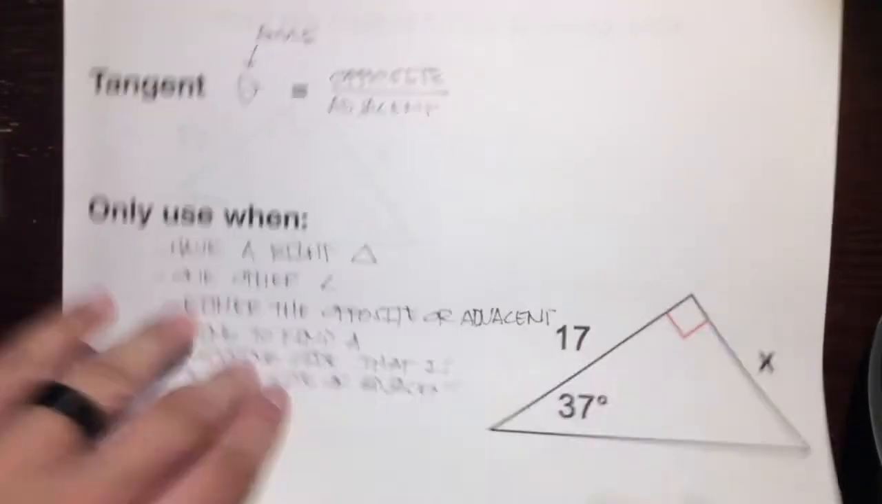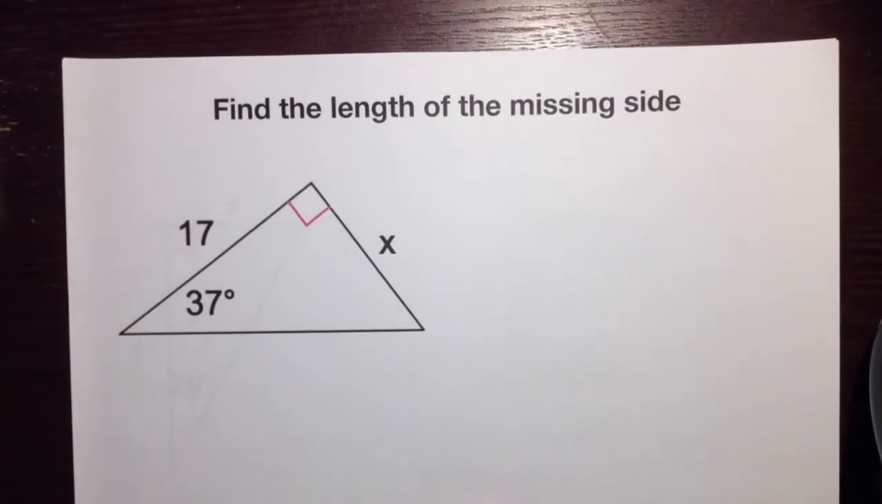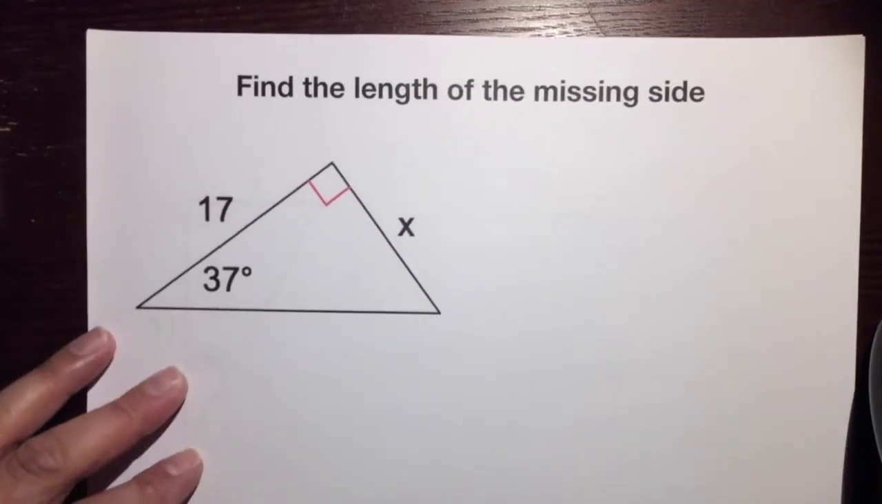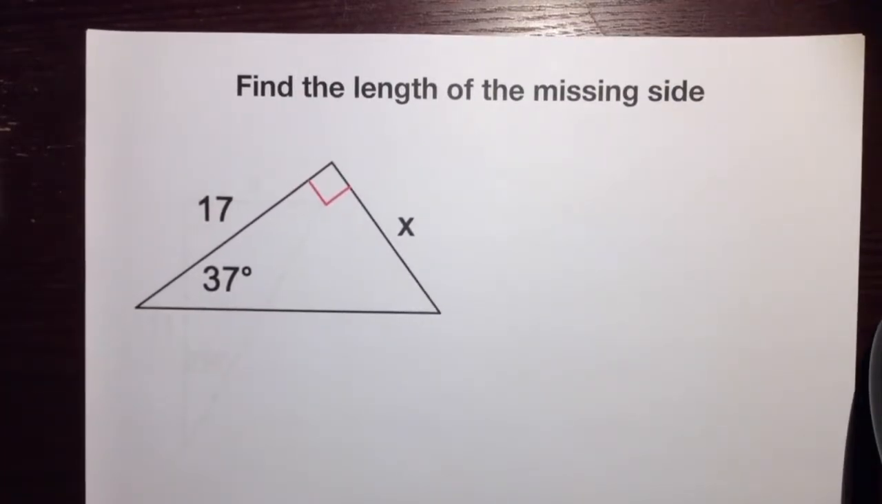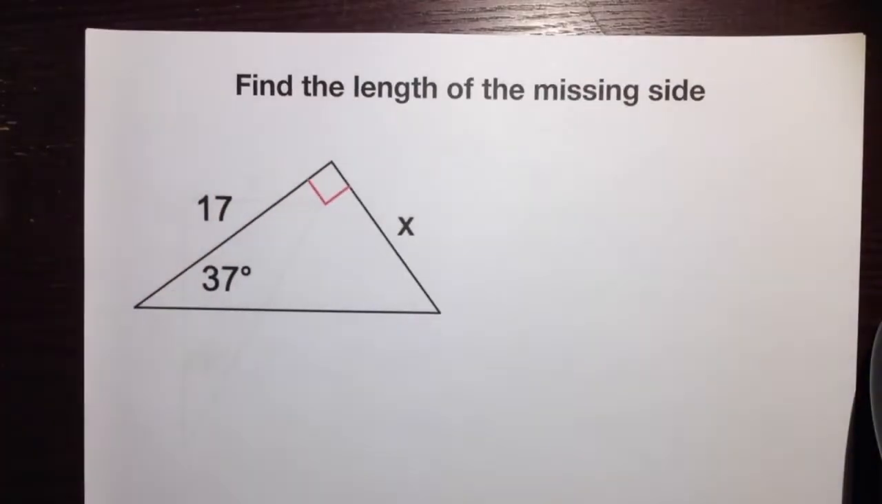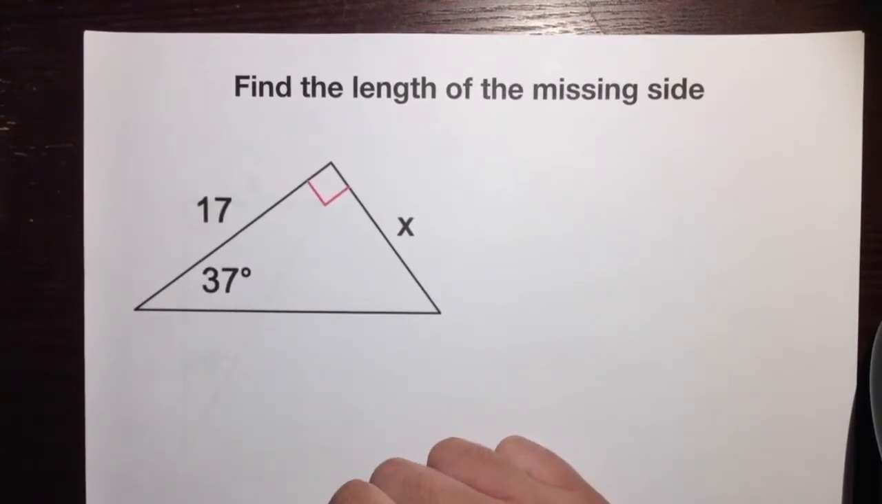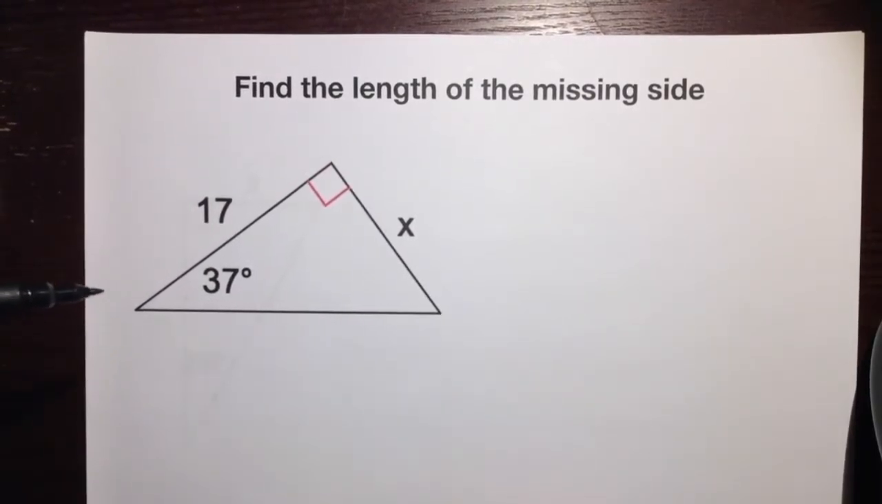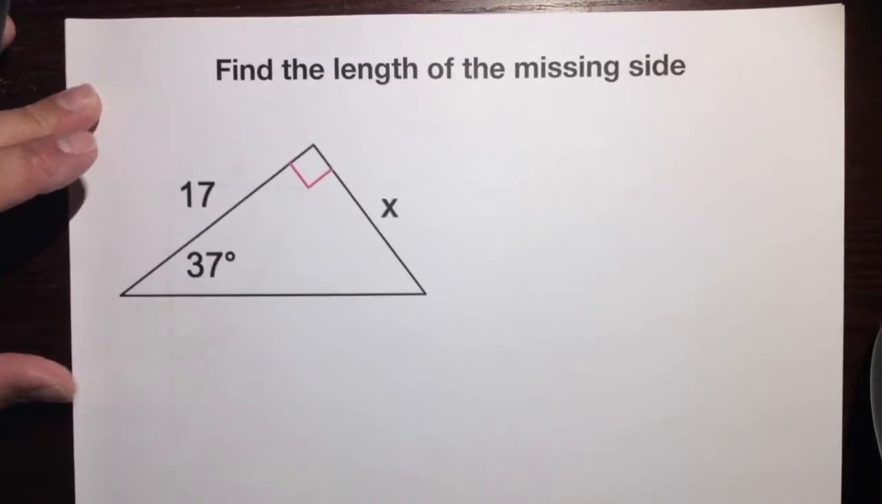So let's do this. Okay, so find the length of the missing side. Here's the exact same triangle that I just showed you, and grab your calculators. I'm going to show you how to use this to not even just try, but to definitely get the correct answer with confidence using your calculator or maybe even your cell phone calculator.